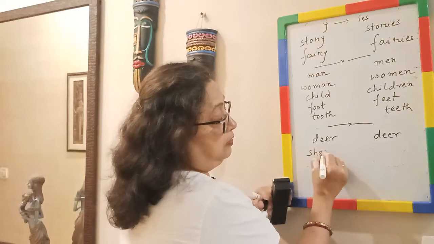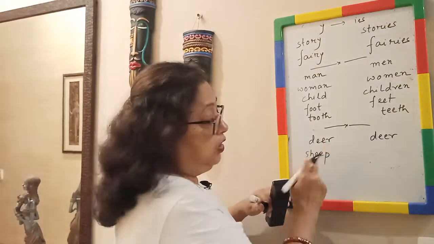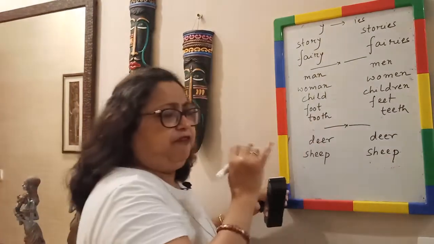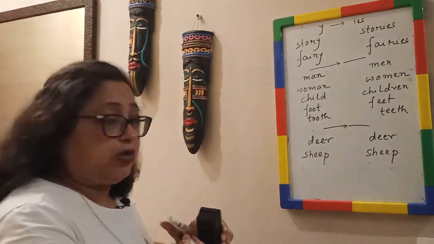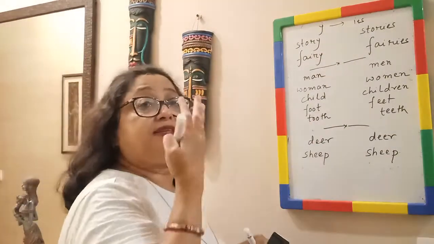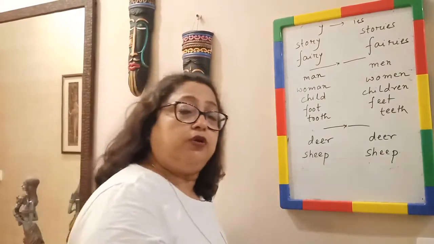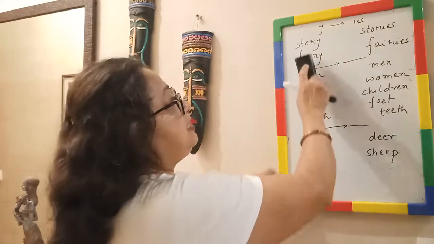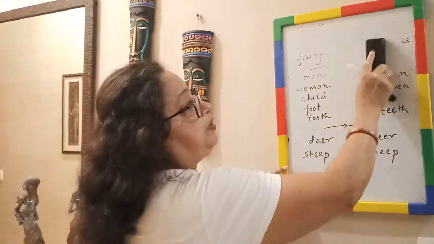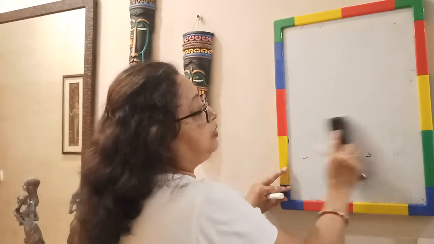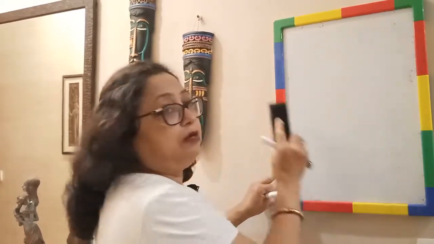Sheep. Sheep give us wool, you know. This sheep will remain as sheep. I am just giving very few examples here. So there are also some other nouns which remain the same, which do not change when they are converted from singular to plural. Okay, so this is about numbers. So when we speak of numbers, we will learn about the singular and the plural.